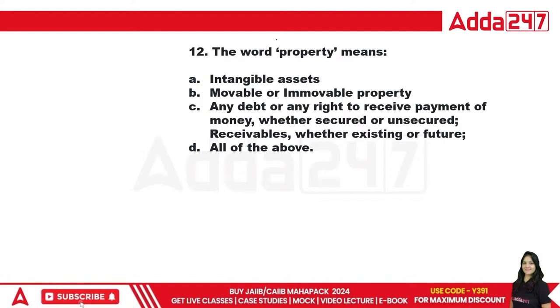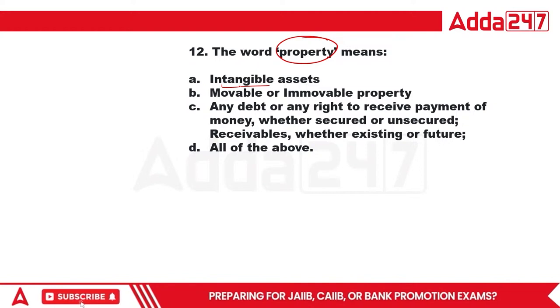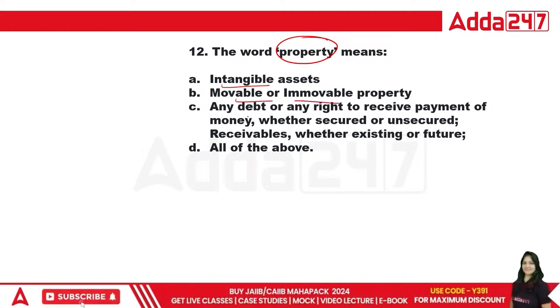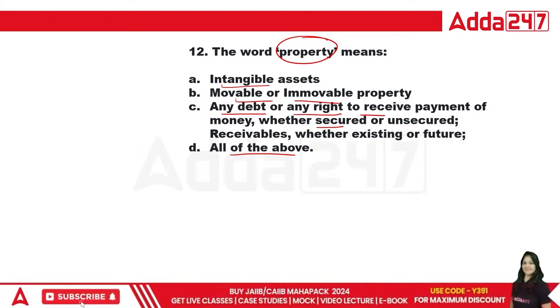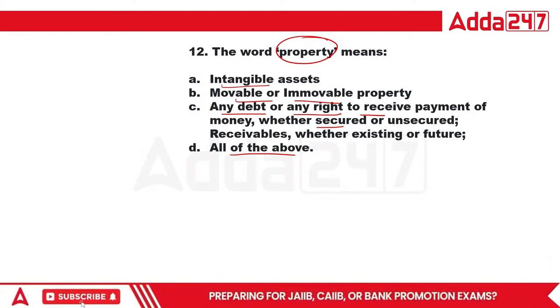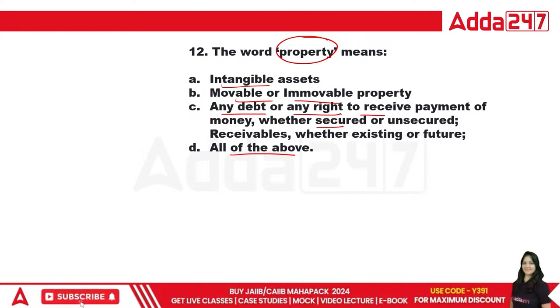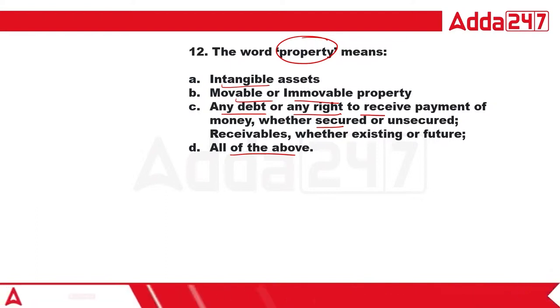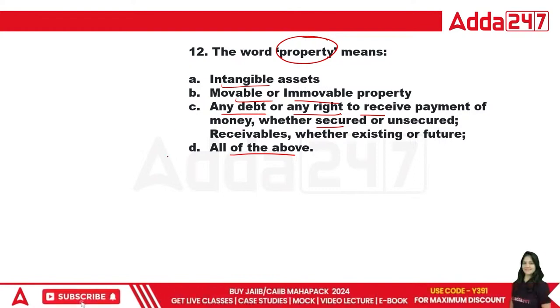Okay? Now, what is property? Intangible asset. Intangible, that we cannot see and we cannot touch. Movable and immovable. Any debt, any right to receive payment of money, whether secured or unsecured, or all of the above. So what is property? Here, property is everything. D is the right answer.